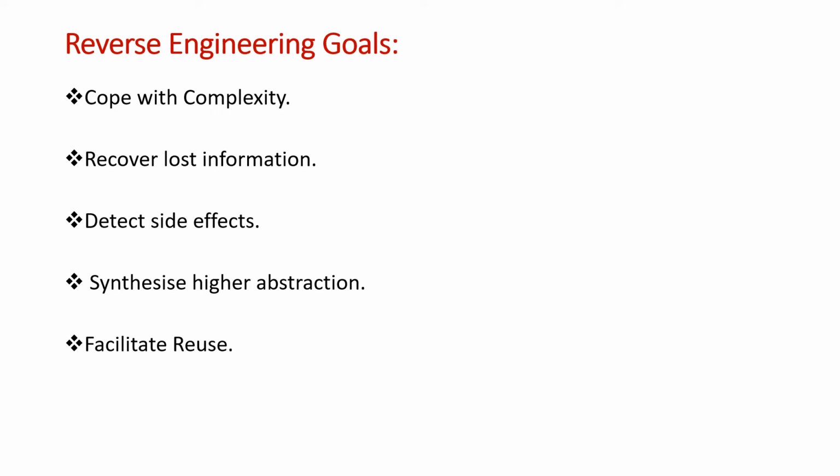Next, we will be looking into reverse engineering goals. Why are we using reverse engineering? Reverse engineering is used to cope with the complexity, to recover the lost information, and to detect the side effects of the software or side effects of the maintenance process. Next is to synthesize the higher levels of abstraction, and it also facilitates the reuse of the system.